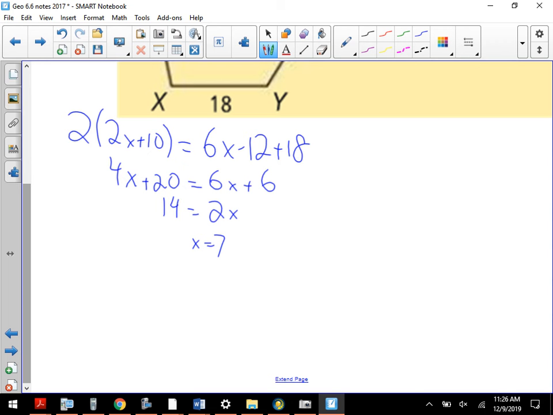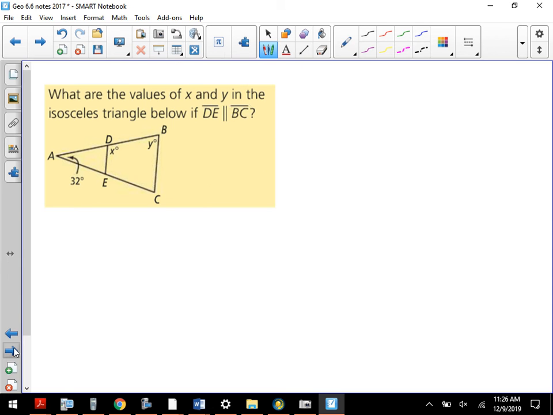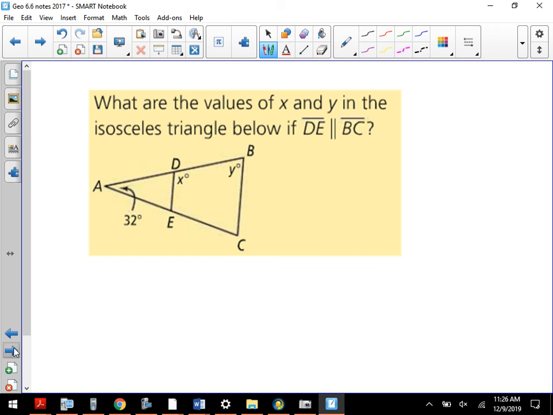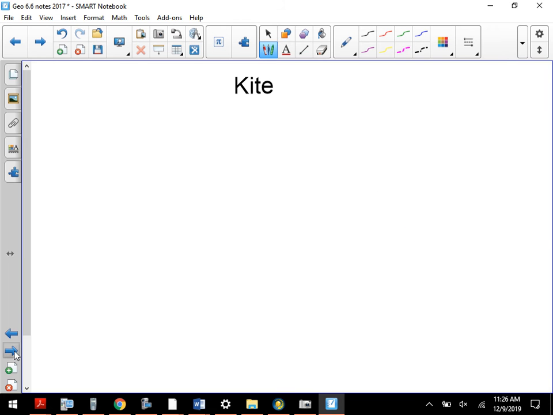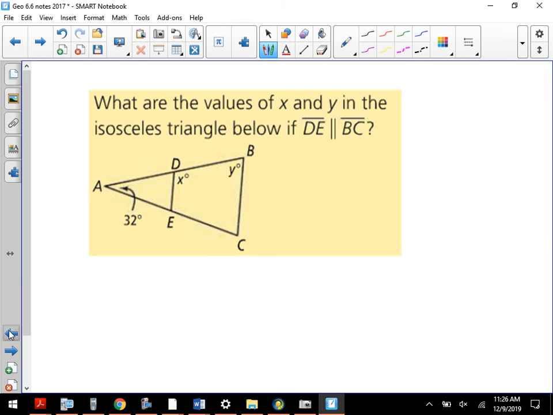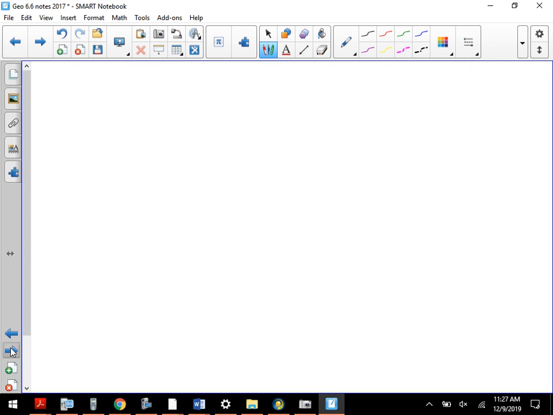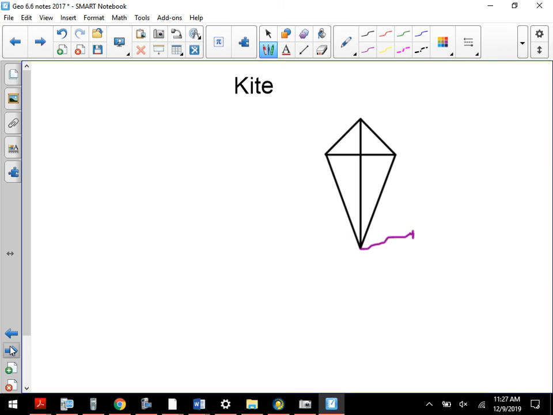Could we make this more difficult? Yeah, we could. Really, the only other weird thing that can happen. Well, that's before. Oops. I'm not gonna do that one. So next thing then we have what is called the kite.